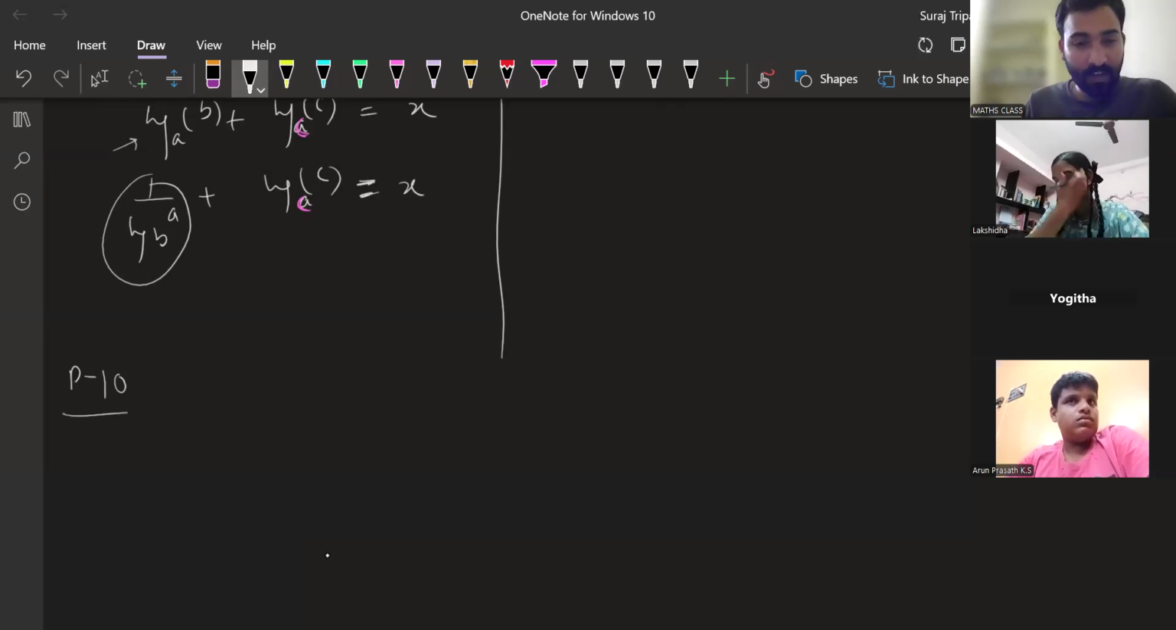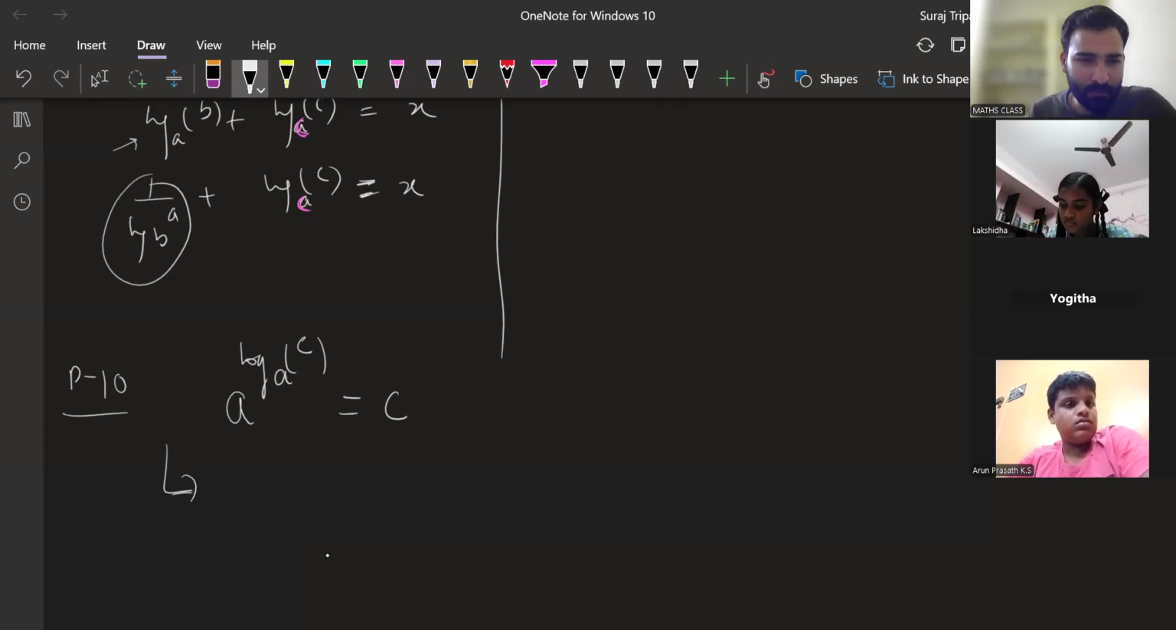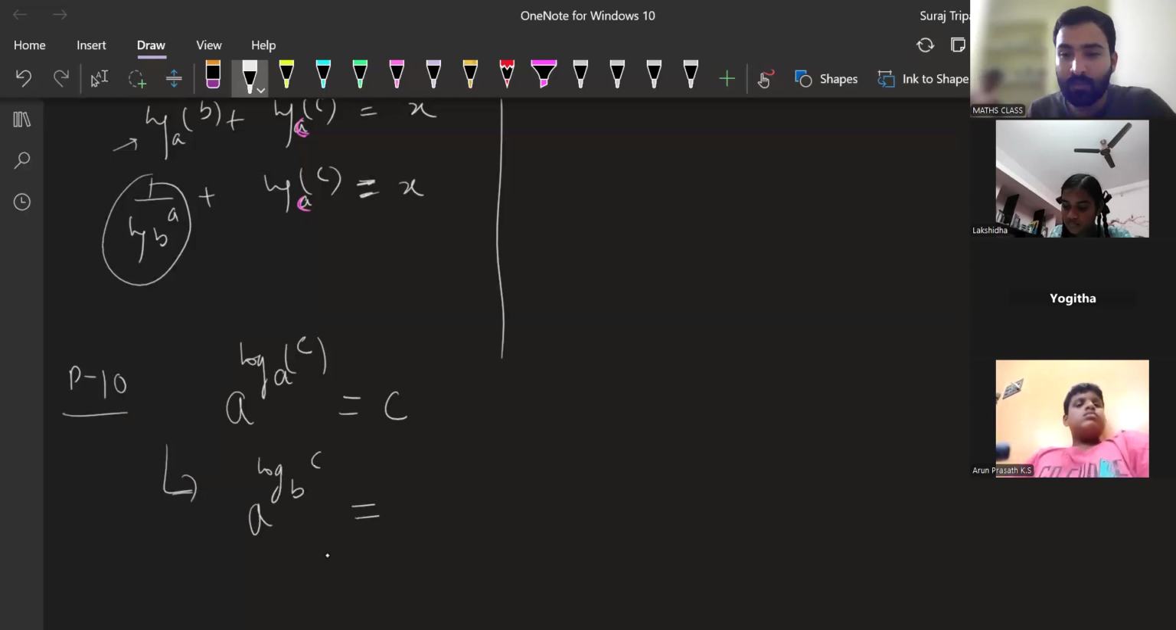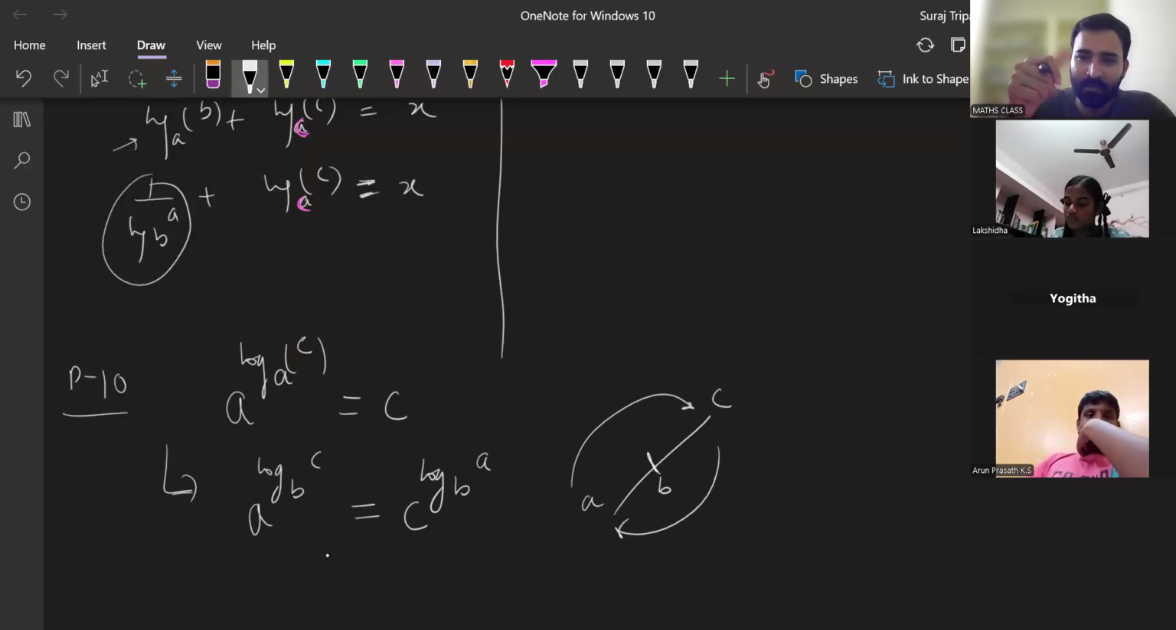So property number 10: you can write any number with log like this, a raised to power a raised to log of c to the base a, right? So this you can write as c. And a sub-part of this property: if a is raised to log of c to the base b, where the base is different, what you can do is interchange a with c. You can always interchange a with c, like c raised to log of a to the base b. See, here it is a, here it is b, here it is c. So you can interchange a and c every time. You can just rotate it by holding at b. This property is also important.